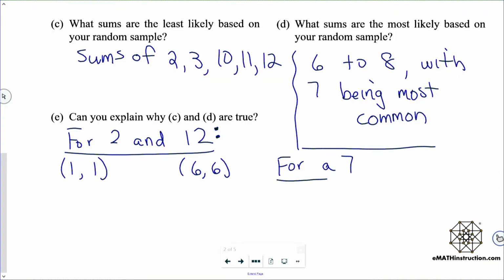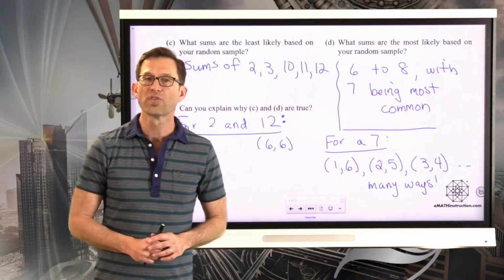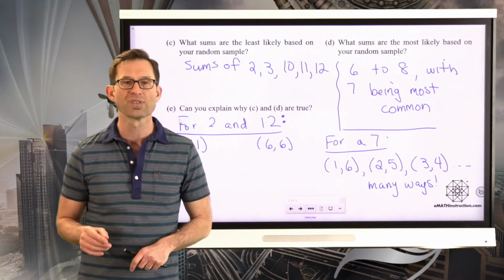For a 7, right, I could have gotten what? I could have rolled a 1 and then a 6. I could have rolled a 2 and a 5, a 3 and a 4, etc. Many ways. There's many ways to get a sum of 7, but there's only one way to get a sum of 2. I rolled a 1 and another 1. A 12, I rolled a 6 and another 6.